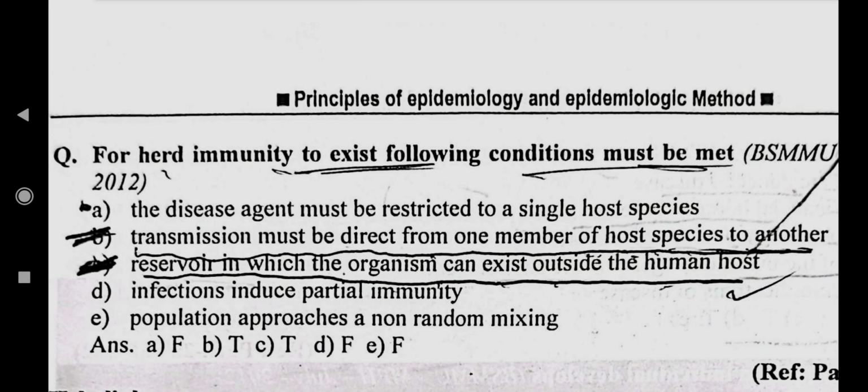For herd immunity to exist, the following conditions must be met. True answer: transmission must be direct from one member of the host species to another, with a reservoir in which the organism can exist outside the human host. False answer: the disease agent must be restricted to a single host species. Infections induce partial immunity. The population approaches non-random mixing.